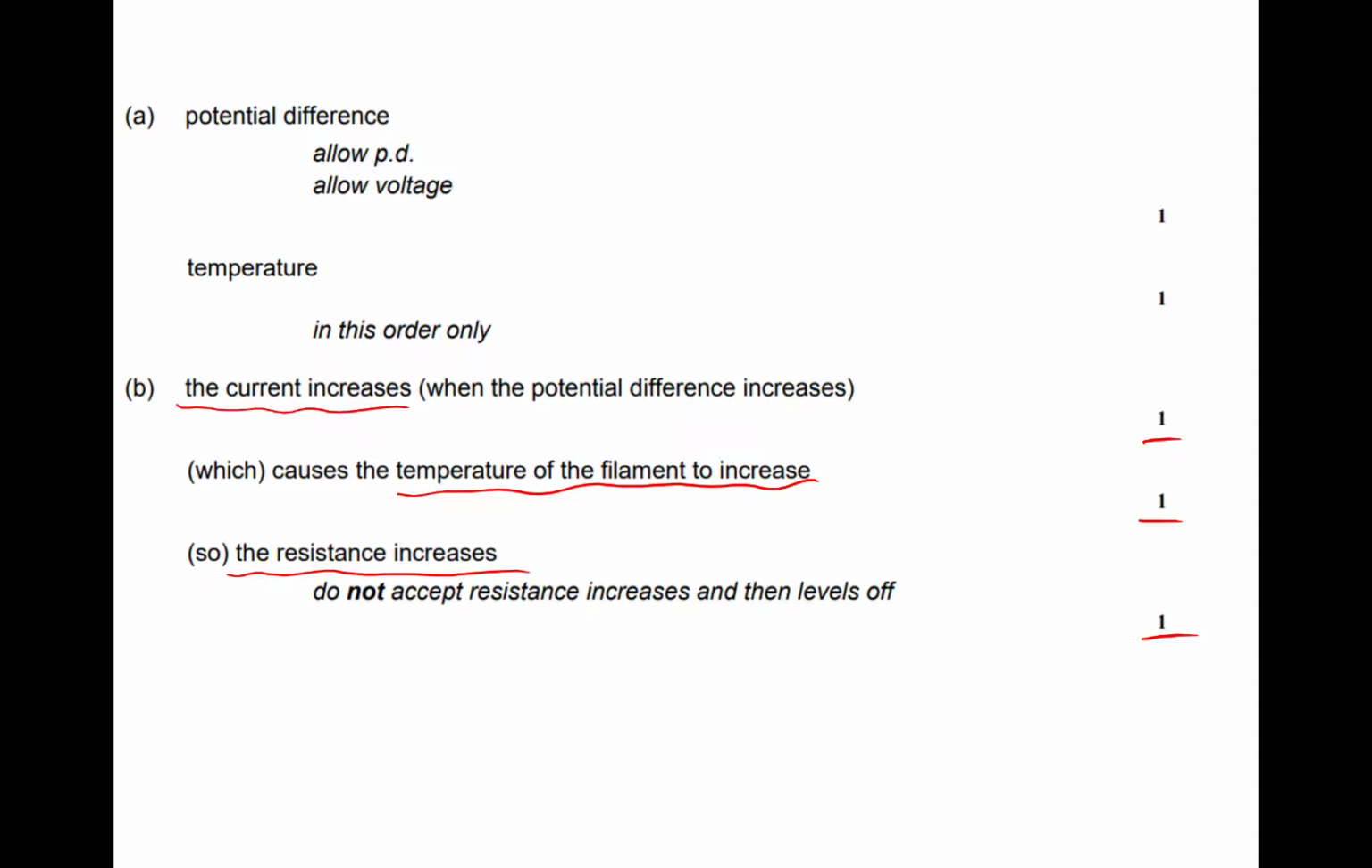That's it for IV characteristics of a filament lamp. Hopefully that went okay. And the next one will be on the semiconductor diode.